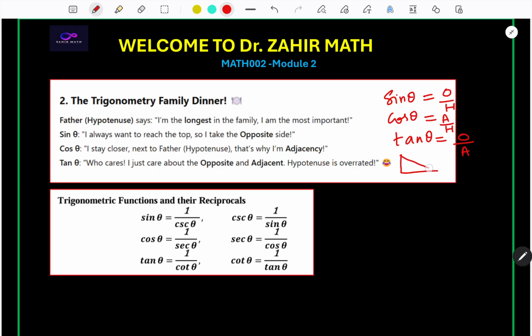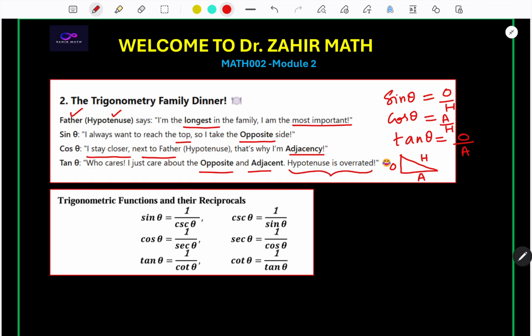So if you draw the triangle, this one will be the hypotenuse, this will be the opposite, and this will be the adjacent. Suppose you go for a family dinner. The father says, I'm the longest in the family because I'm the most important person. So he says hypotenuse. Then the son says, I always want to reach the top, so I take the opposite side. Then the next brother says, I stay closer next to the father, so I'm the adjacent. Then tan theta, the youngest one, the naughty guy, says, I just care about only the opposite and adjacent.